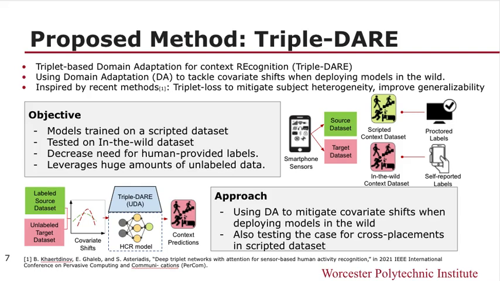For our objective, our model takes two datasets, a source dataset with labels and a target dataset without labels, and the goal is to adapt the model pre-trained on the source data to make predictions on the target data. Using our approach, we can decrease the dependence on costly human-provided labels. The approach is to use DA techniques to mitigate covariate shifts occurring when we test models across the two datasets. We also test the case of cross-phone placements in the scripted dataset.